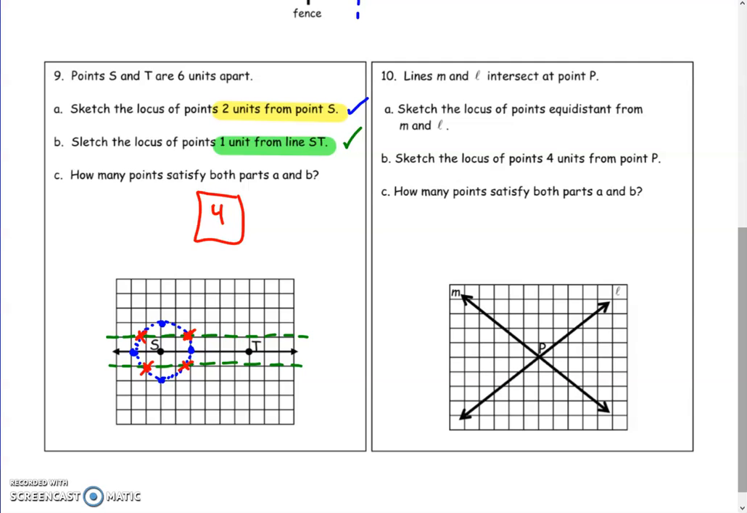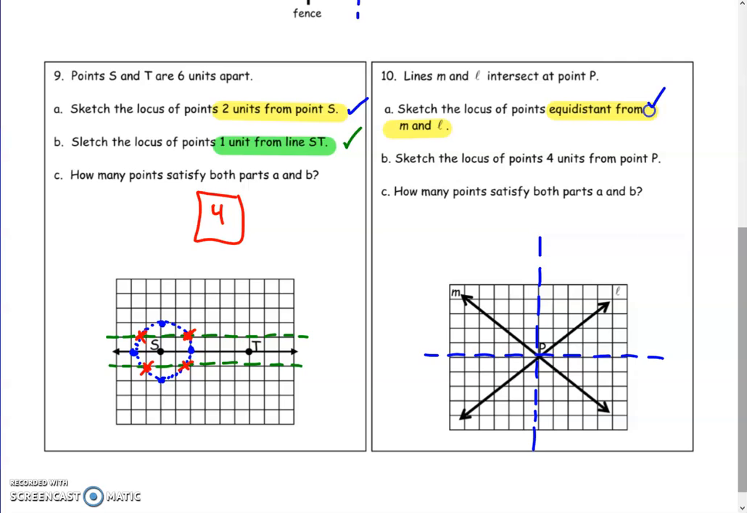Number 10, lines M and L intersect at point P. A, sketch the locus of points equidistant from M and L. So that's equidistant from those 2 lines. That will be the angle bisectors. So one of them will be like this. But then don't forget you also have one that's close to vertical. All right, so I took care of equidistant from both of those lines.